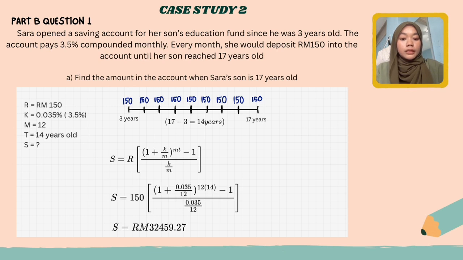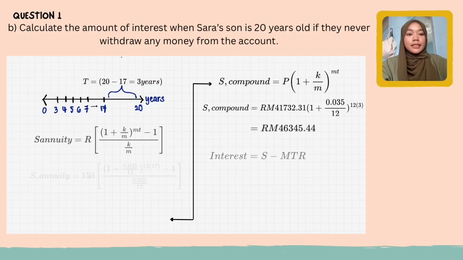So in this question, we need to use the formula of annuity, which is S equals R in bracket 1 plus k over m to the power of mt, minus 1, over k over m. So S equals R, which is 150, in the bracket 1 plus 0.035 over 12 to the power of 12 multiply 14, minus 1, over 0.035 over 12. So the last answer is 32,459 ringgit 27 cents, the amount in the account when Sarah's son is 17 years old.